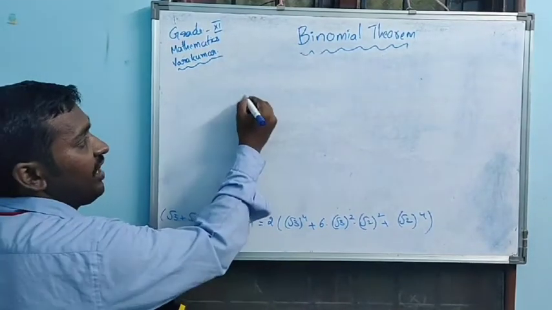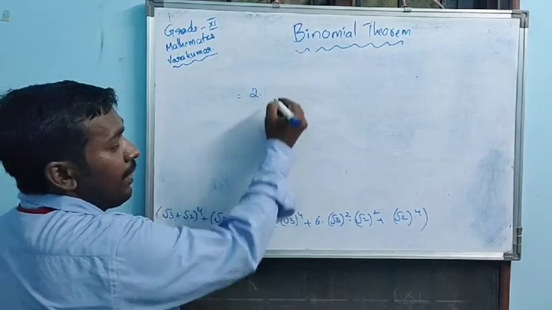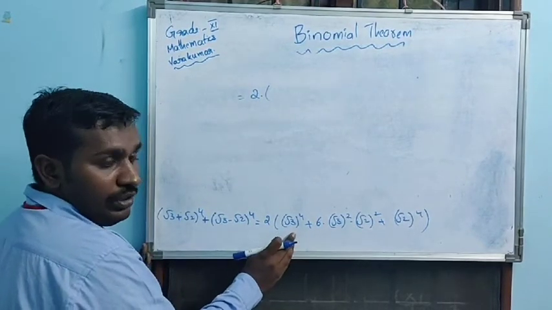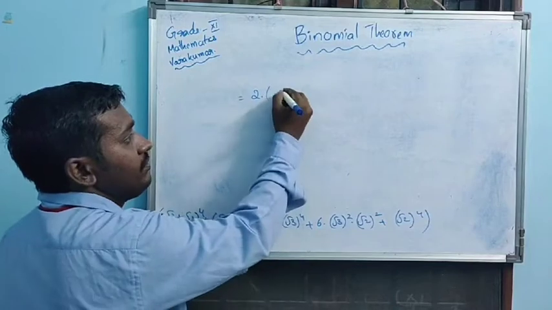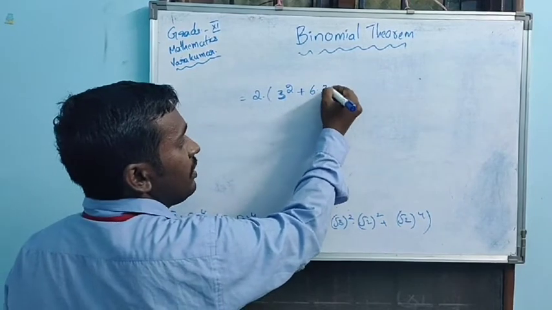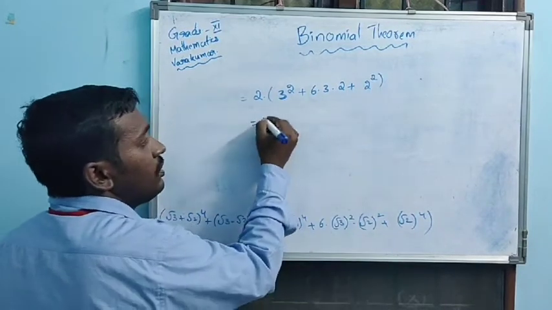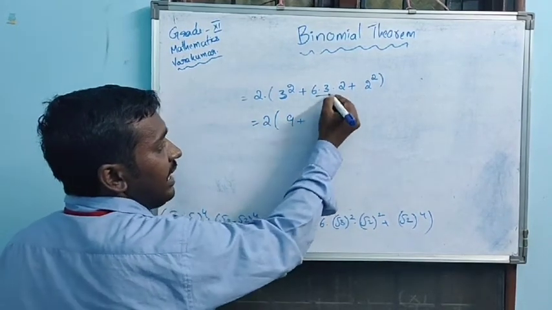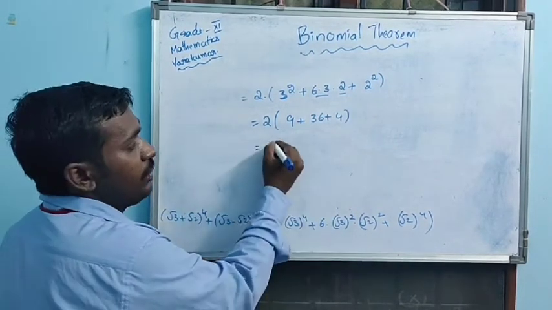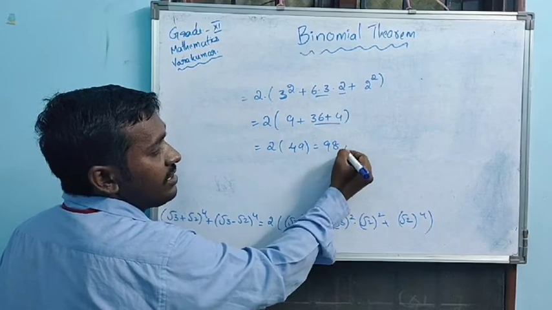Now, if you simplify, 2 into root 3 whole power 4, that is 3 power 1 by 2 whole power 4, it is 3 square plus 6 into 3 into 2 plus 2 square. Now, 2 into 9, 18 plus 2, 36 plus 4. Now 2 into 36, 40, 49. So the final answer is 98.